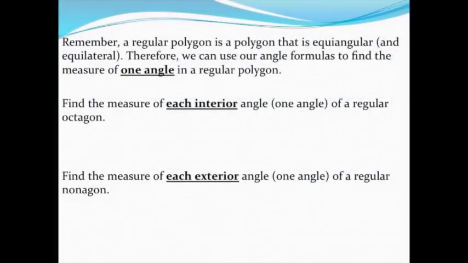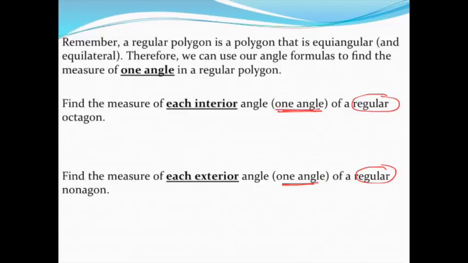For these last two questions, we're going to stick with finding interior and exterior angles, but what we're looking for specifically is just one of those angles. So not what the sum of them is, but what each individual angle is. The key word for being able to do these problems is that we're working with regular polygons. Remember that regular polygons were polygons that had all equal sides and all equal angles. I need to know that fact, that my angles are all the same, in order to find one of them.